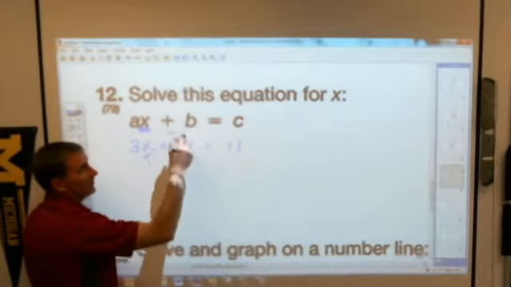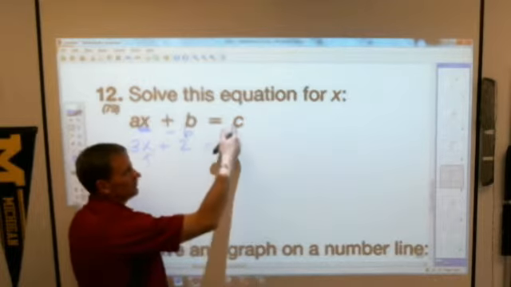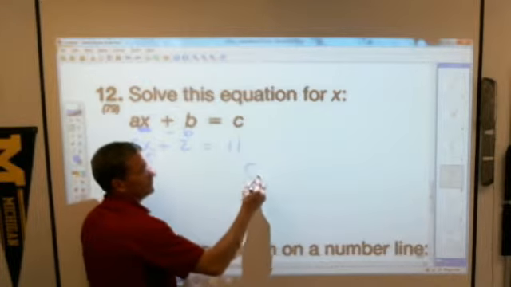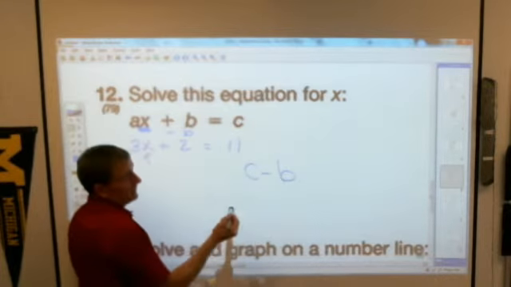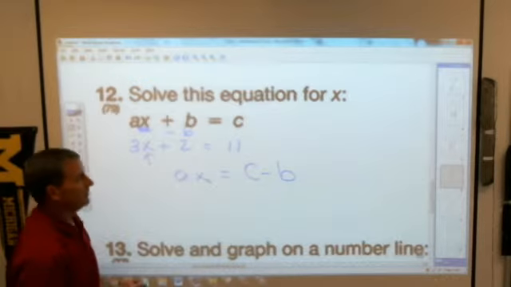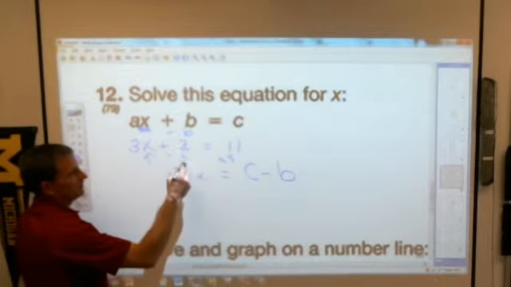So you subtract the letter B. The problem with that is they're not like terms, so you can't really subtract it from the C. You have to just write it as C minus B. That's all you can do. You're left with the AX over there. So once I did this with numbers, I'd end up with 9 over there. That works out because they're like terms.